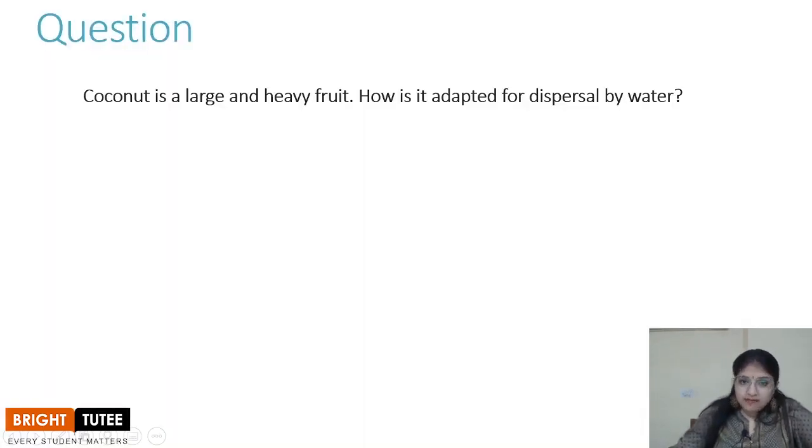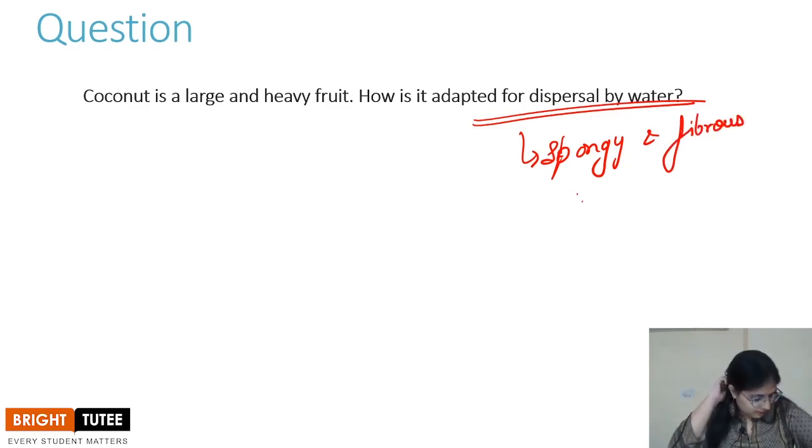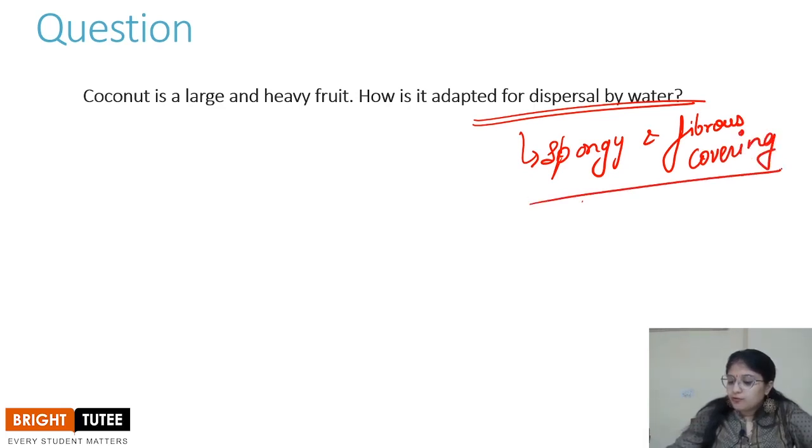Coconut is a large and heavy fruit. How is it adapted for dispersal by water? So coconut is able to float on water because of the spongy and fibrous covering over this particular fruit, which allows it to float on the water surface.